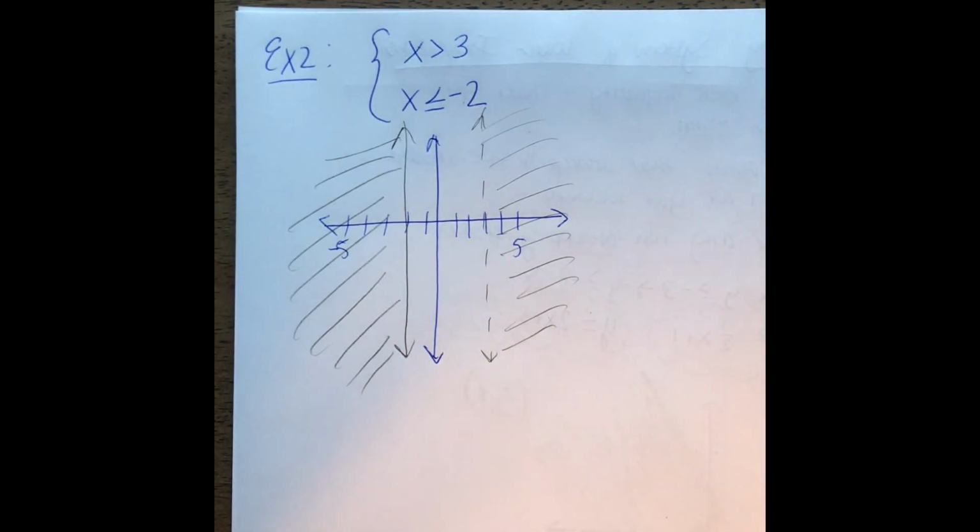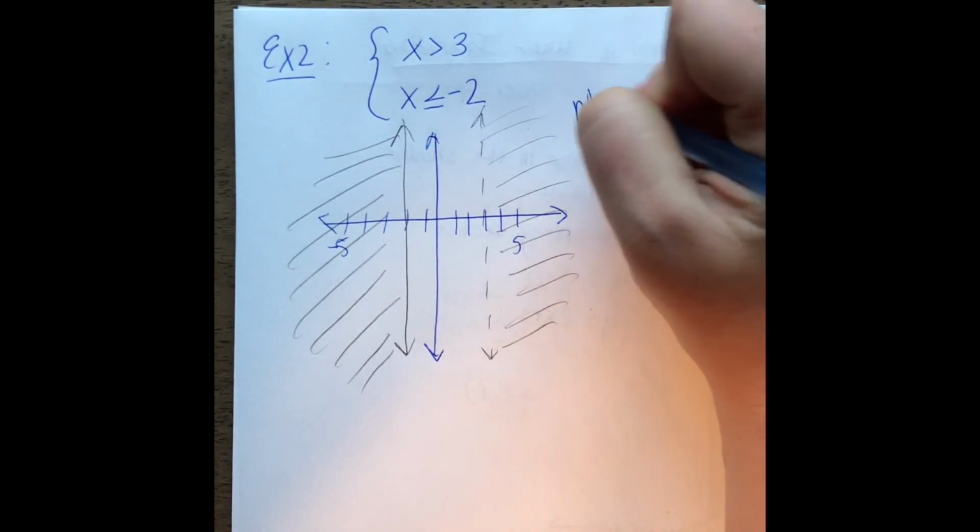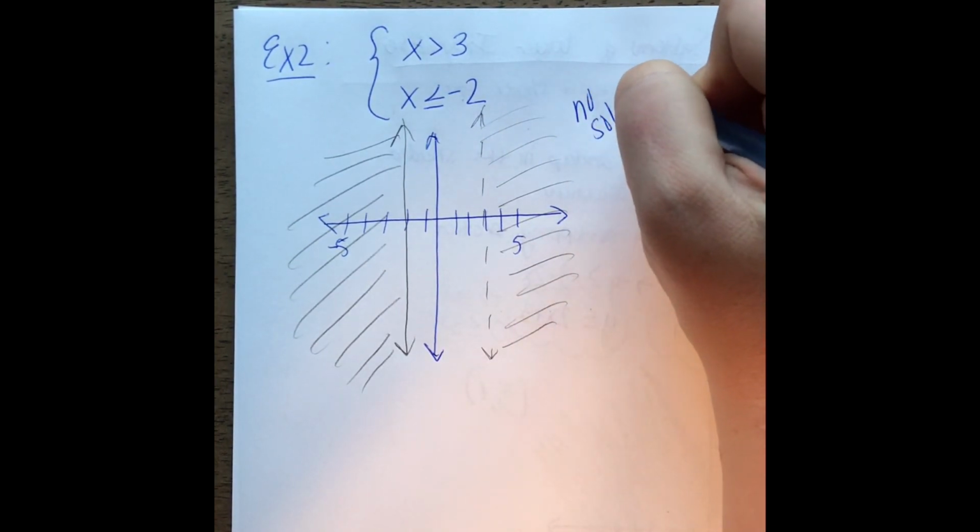Based on this, the solution to this system is only where the 2 parts overlap. This shaded region's over here, this shaded region's over here. There's no overlap, so the answer is actually no solution.